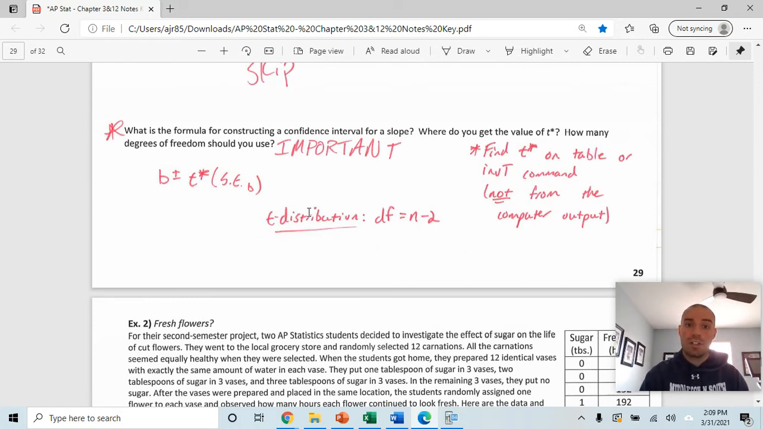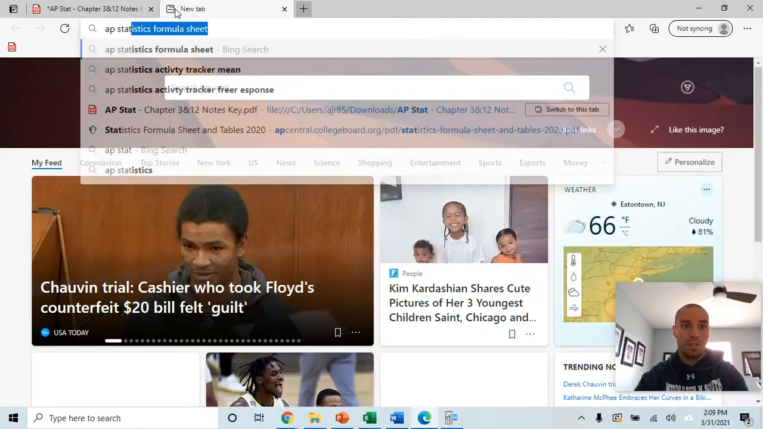And that is the formula for constructing a confidence interval for the slope. Everything in this section related to inference related to regression is all based on the slope. So what is the formula? The formula is, like every confidence interval, statistic plus or minus the critical value times the standard error. Your statistic is your sample slope. Your t critical value, you're going to get from the t distribution table, which we can get from our formula sheet.